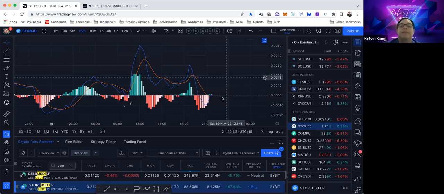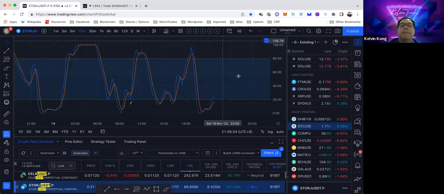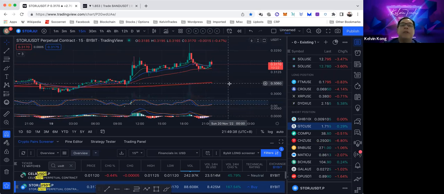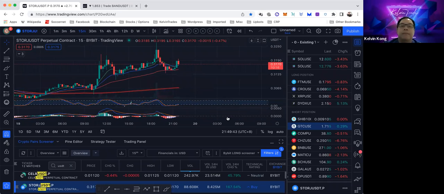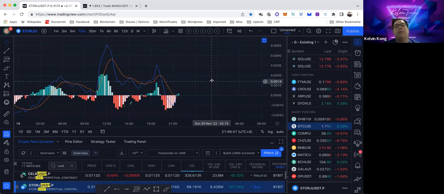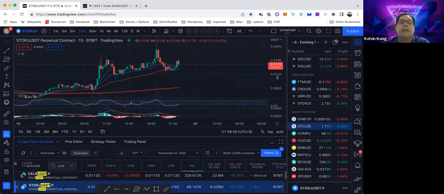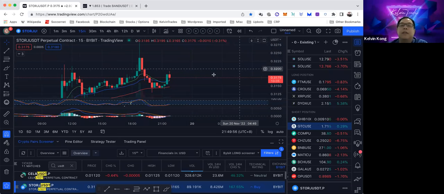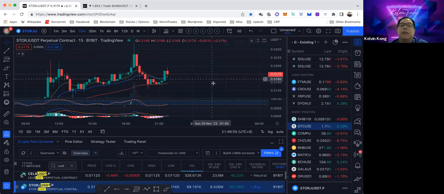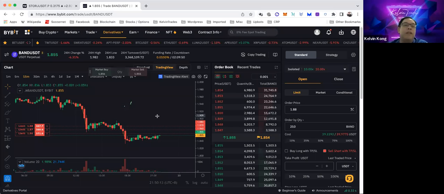Interesting. Good. Let's try Storch. Okay, let's go for Storch. Okay, use market order. Just use market order and long Storch. Okay, but don't buy too much.